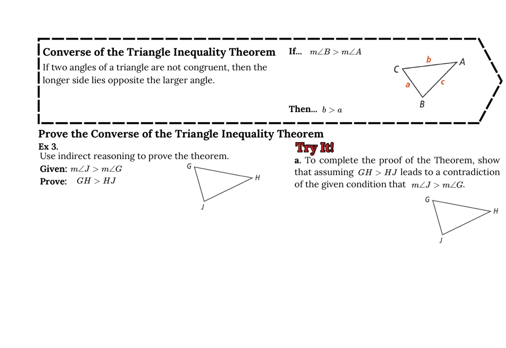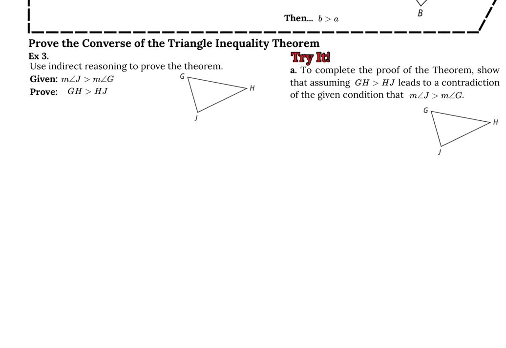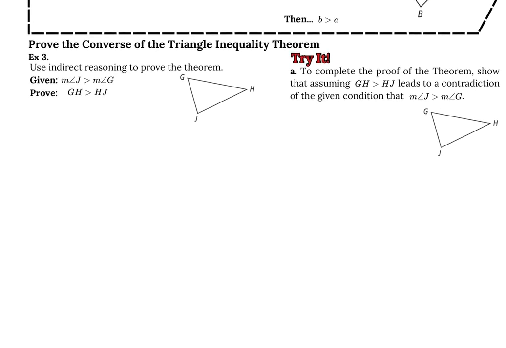Our converse of triangle inequality. If two angles of a triangle are not congruent, then the longer side lies opposite the larger angle. Okay, so this time if we know the angles, then we will be able to determine which side is either larger or smaller. We want to prove the converse of triangle inequality theorem, so we're going to do statements and reasons.